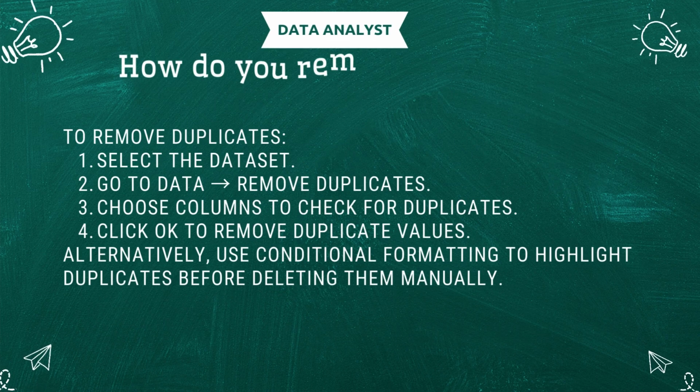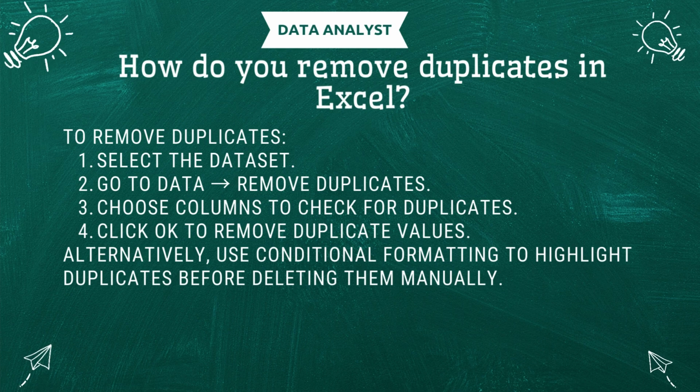How do you remove duplicates in Excel? To remove duplicates, select the dataset. Go to Data, Remove Duplicates. Choose columns to check for duplicates. Click OK to remove duplicate values. Alternatively, use conditional formatting to highlight duplicates before deleting them manually.